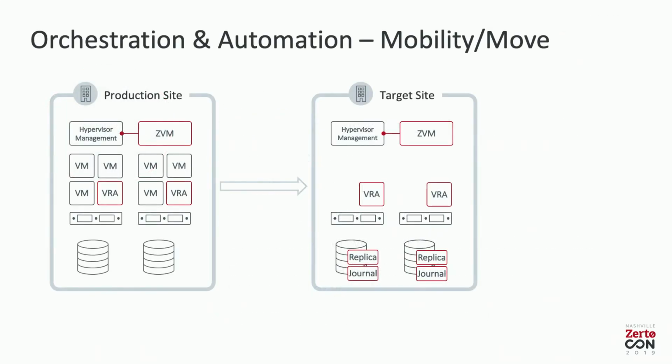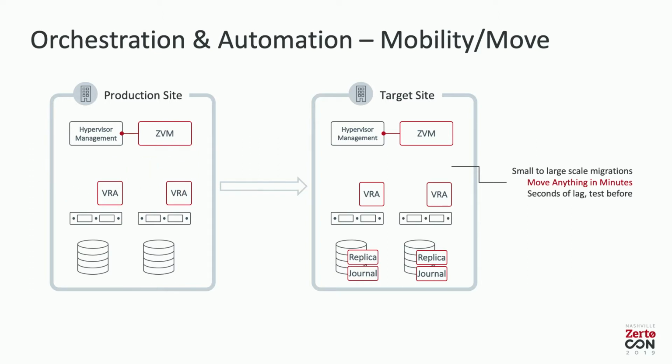Move them over to the target. All right? Now, in a nutshell, shut the VMs down. Let's say you've got a 10-second RPO, so you have 10 seconds' worth of data that still has to go across. We replicate that data, throw in a checkpoint, and boot up the VMs at the target.